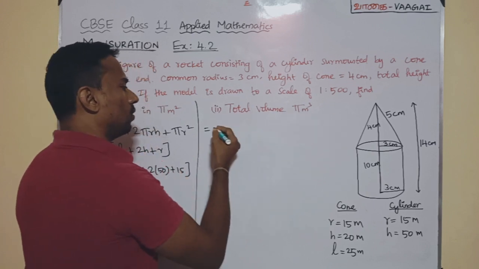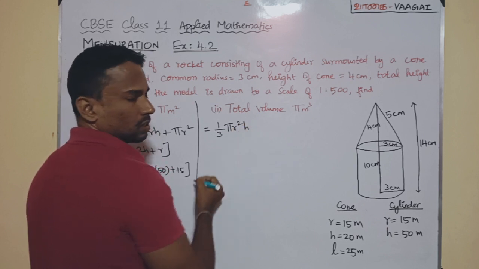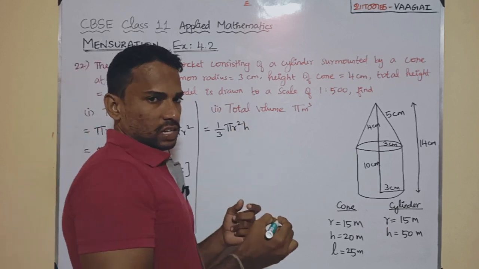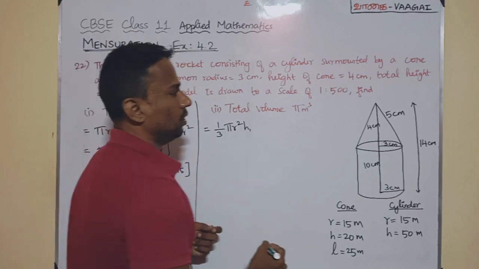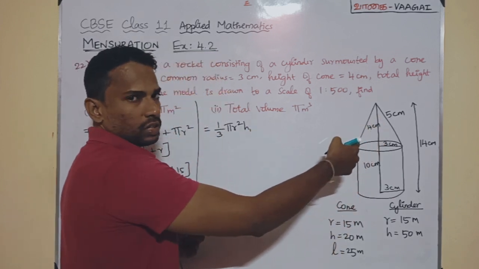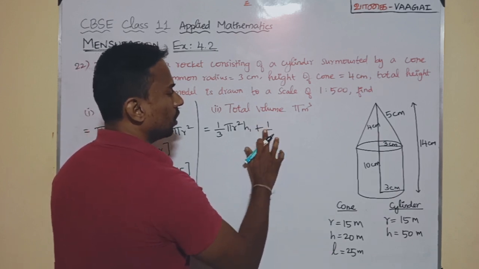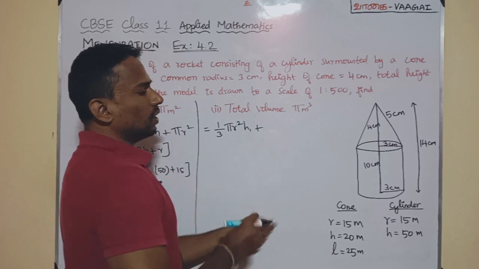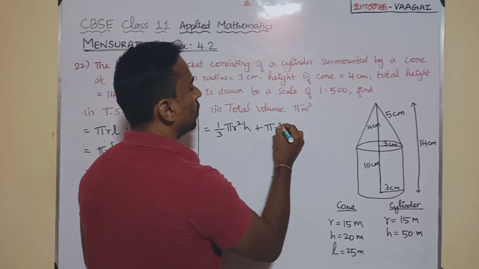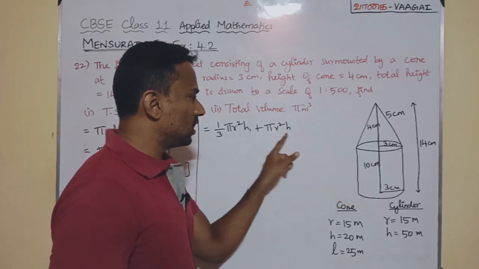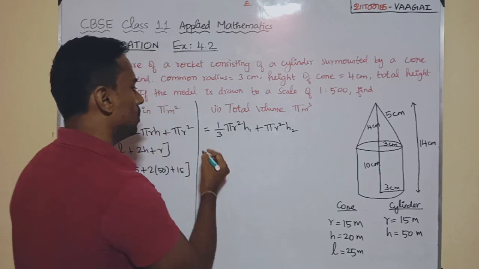For the cone, the volume is going to be 1 by 3 pi r square h. Maybe for differentiation I will represent it as h1, where h1 is the height of the cone's portion. Then plus, for the cylinder, what about the volume? For the cylinder the volume is pi r square h, but this height stands for the height of the cylinder. I will take it as h2, just to have a differentiation.